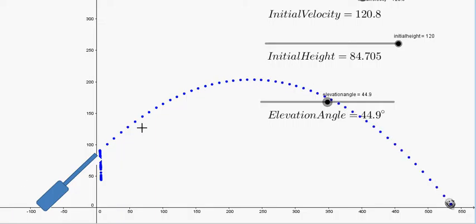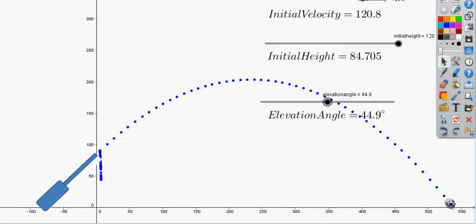It doesn't go as high as the 65 degrees. It goes higher than the 20 degrees, but it goes farther than anything, about 540 meters. Okay? So the angle of elevation has an effect on the path of the pumpkin and the distance that the pumpkin flies. We're going to use a function to model that effect.